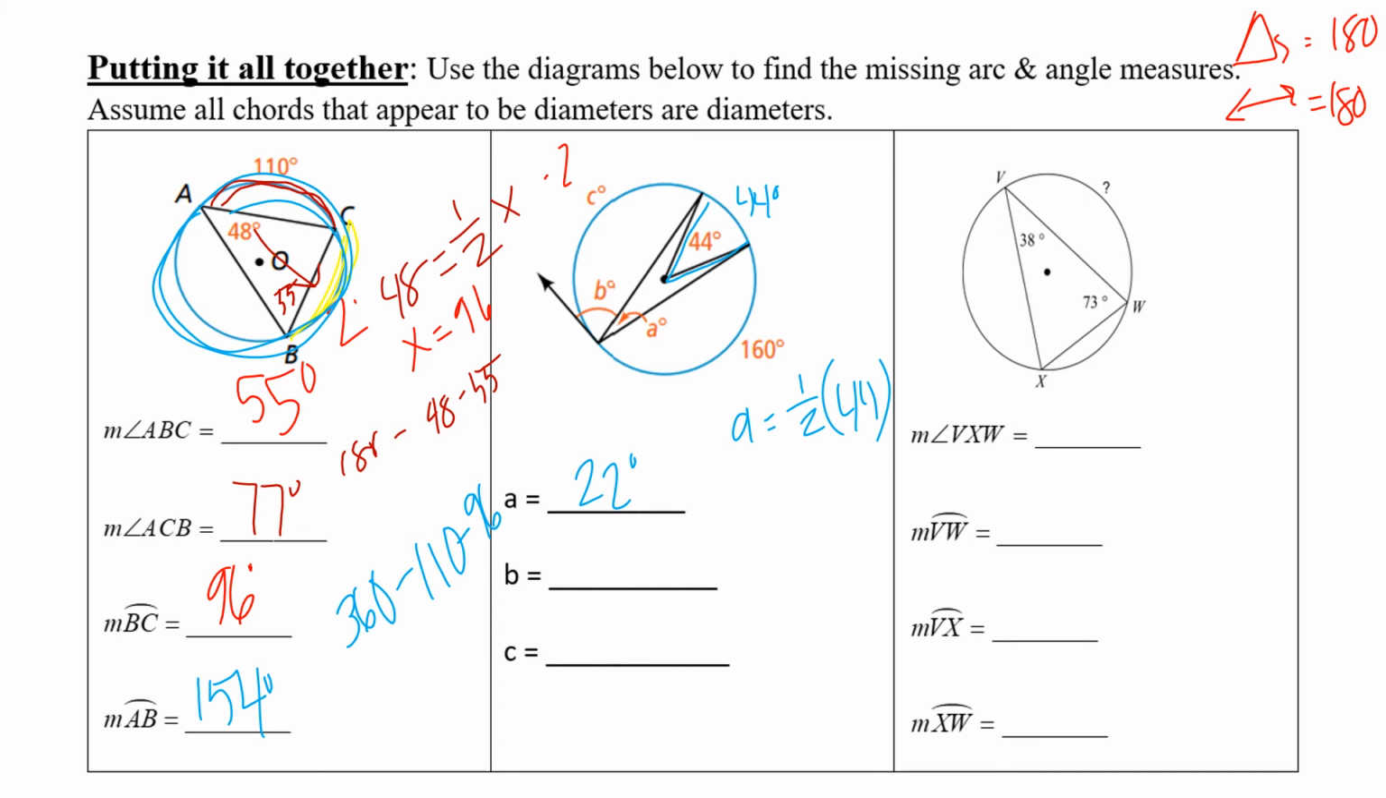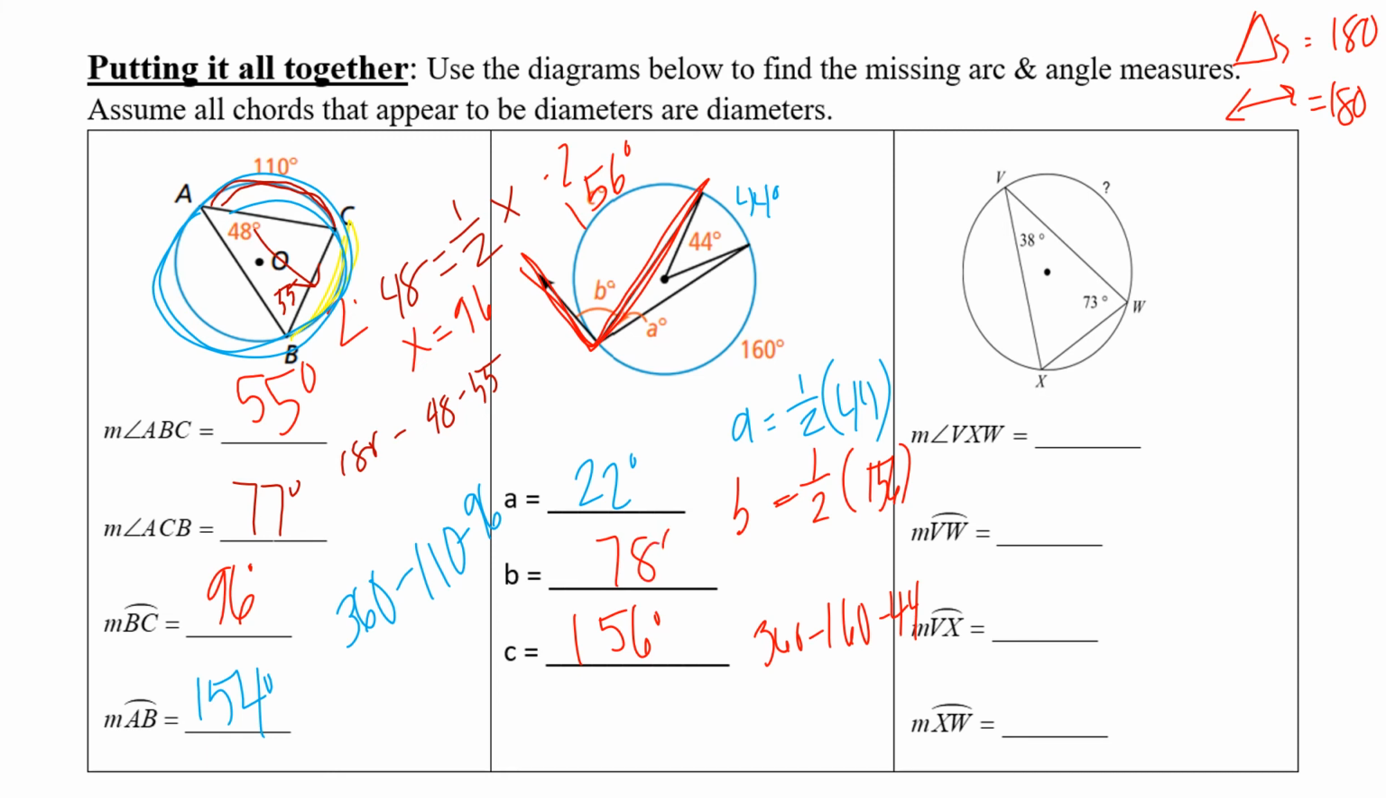Then I can figure out what C is because I have the majority of this circle's arc measures, and I'm only looking for C. So I could do 360 minus 160 minus 44, and that would be 156 degrees, and that would give me C. Let me erase some stuff here. Okay, so C is 156 degrees. This is the inscribed angle for that arc there. So to find B, I know what C is, which is its arc measure, so 1/2 times 156, and that's how I can find B, which would be 78 degrees.